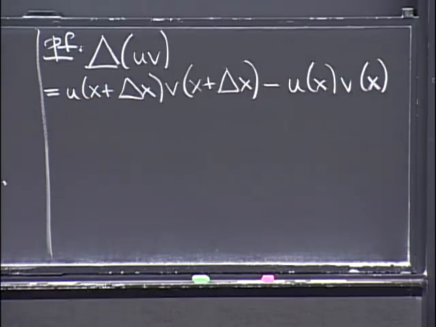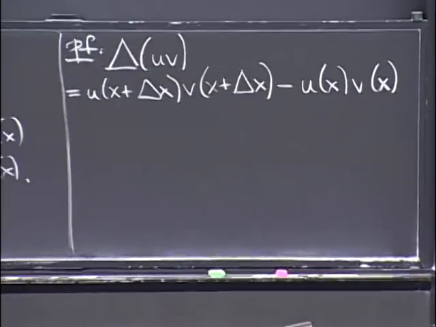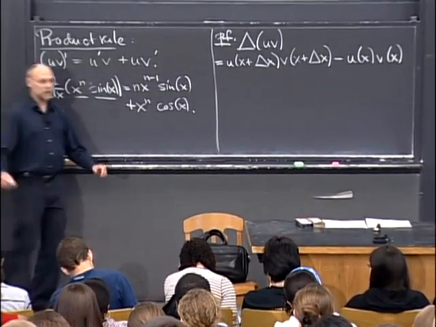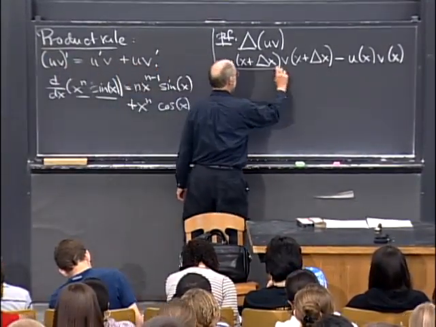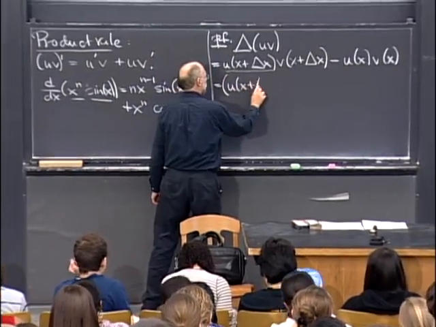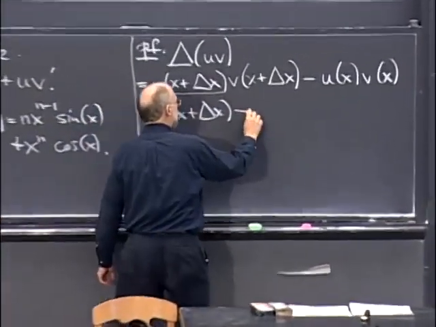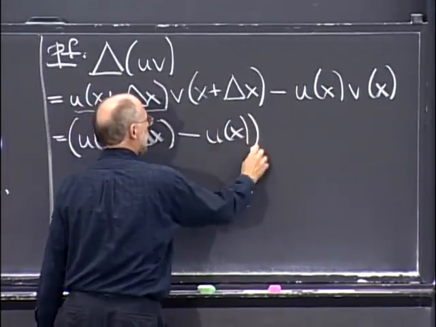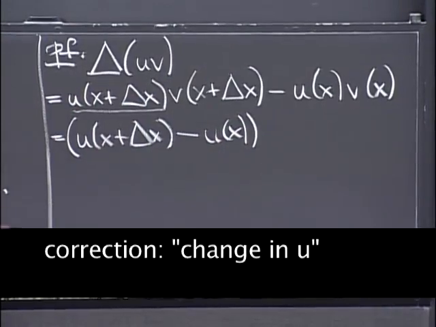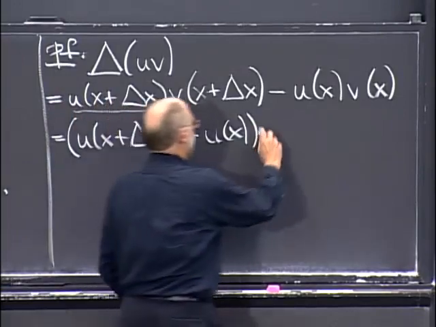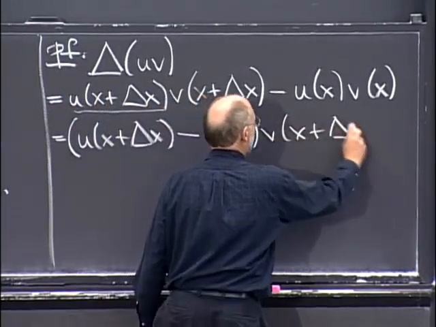Now, according to the rule we're trying to prove, I have to get u prime involved. So I want to involve the change in u alone by itself. Let's just try that. I see part of the formula for the change in u right there. Let's see if we can get the rest of it in place. So the change in u is u of x plus delta x minus u of x, right? That's the change in u. It occurs, this part of it occurs up here multiplied by v of x plus delta x. So let's put that in too.